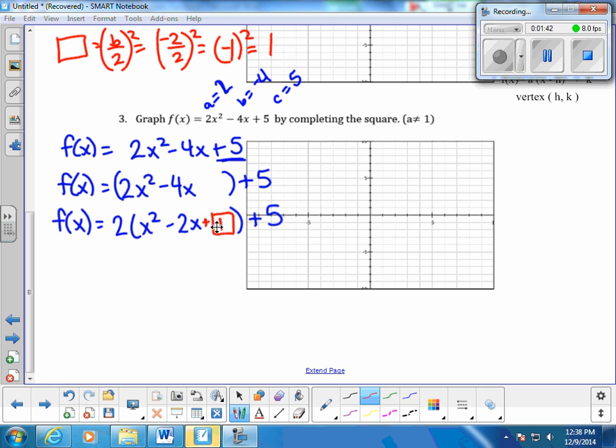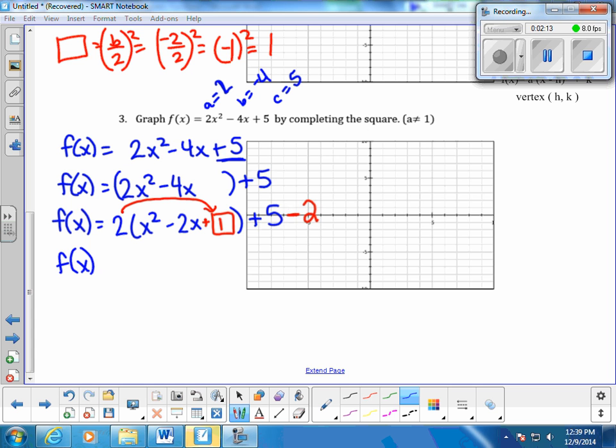On the last problem, if I put a +1 here, then I subtracted a +1. But in this problem, when we had to factor a 2 out, this really is 2 times 1. So if we're adding 2 in, we have to subtract the 2 out over here. And that's the difference between when a is 1 and when a is not equal to 1. You have to consider this in.